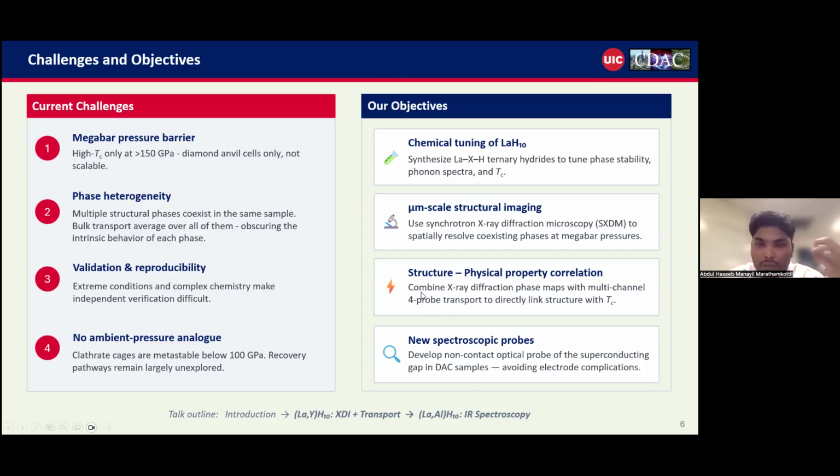Today, I will focus on 2 different systems. A lanthanum yttrium hydrogen system, where we simultaneously pursued chemical tuning as well as X-ray diffraction imaging. And another system I'm going to talk about is the lanthanum aluminum hydrogen system, where we used IR spectroscopy for the superconducting gap. The talk outline, we've just finished. We'll go through the introduction, then go to LaYH10, then go to LaH10.